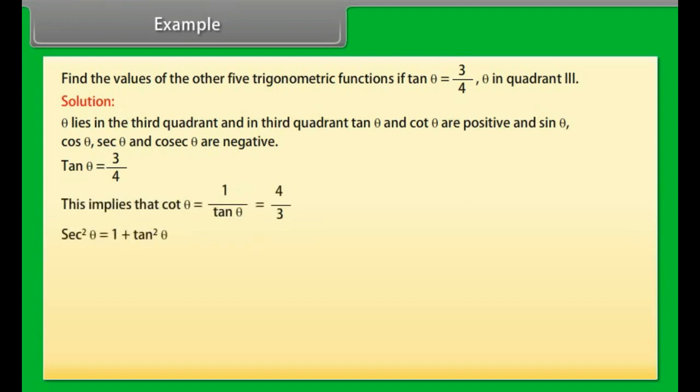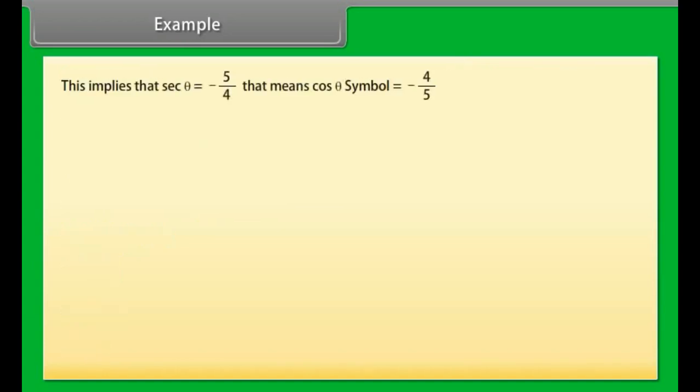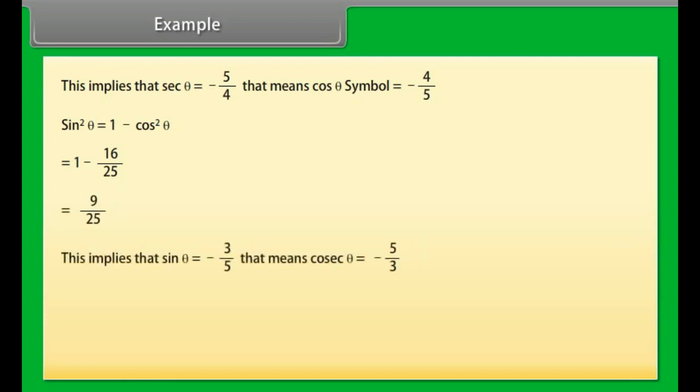Sec square of theta is equal to 1 plus tan square of theta is equal to 1 plus (3 by 4) whole square is equal to 1 plus 9 by 16 is equal to 25 by 16. This implies that sec of theta is equal to minus 5 by 4. That means cos of theta is equal to minus 4 by 5. Sin square of theta is equal to 1 minus cos square of theta is equal to 1 minus 16 by 25 is equal to 9 by 25. This implies that sine of theta is equal to minus 3 by 5. That means cosec of theta is equal to minus 5 by 3.